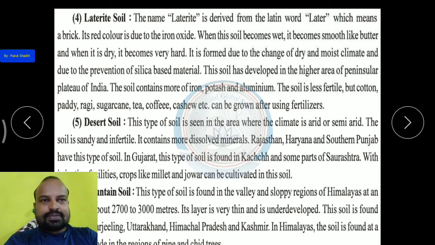Yes, bricks. At home, for the construction of buildings, they are using red color bricks. The red color of that brick is the natural color. They didn't add any color.